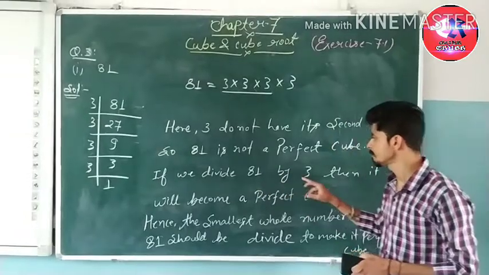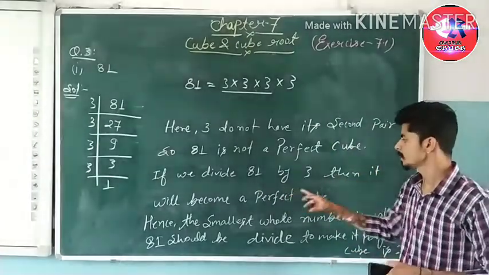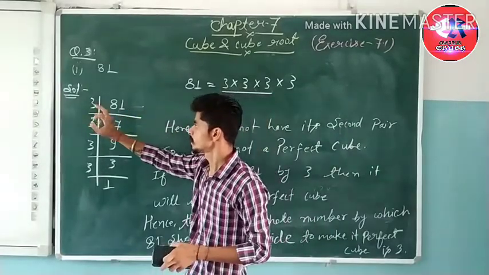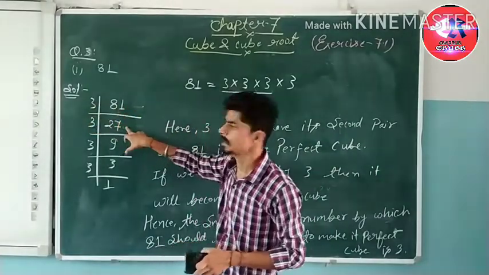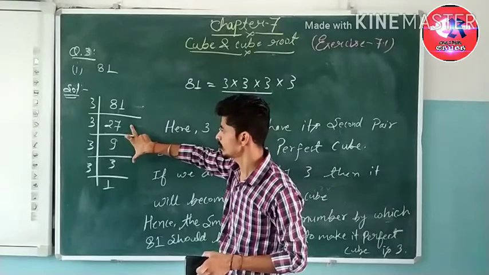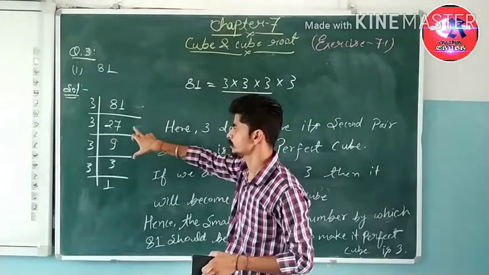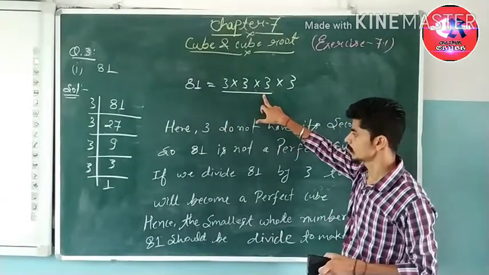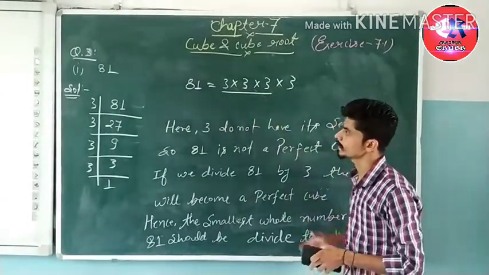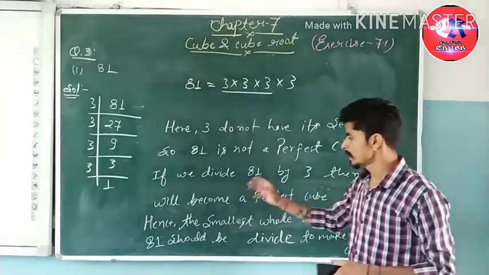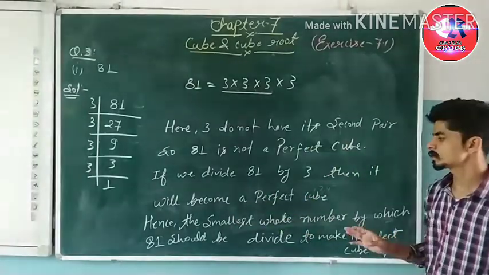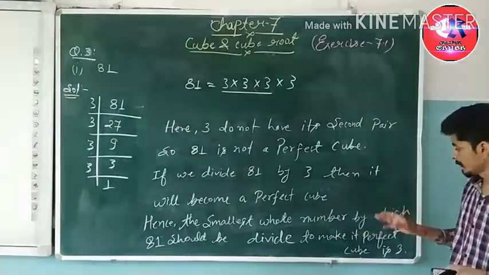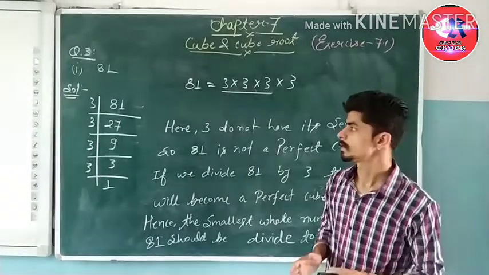If we divide 81 by 3, then it will become a perfect cube. That means when we divide, it will become 27. Now we have only 27 to find the factors. So 3 times 3 times 3 can be made a group, so it will become a perfect cube. Hence the smallest whole number by which 81 should be divided to make it a perfect cube is 3.